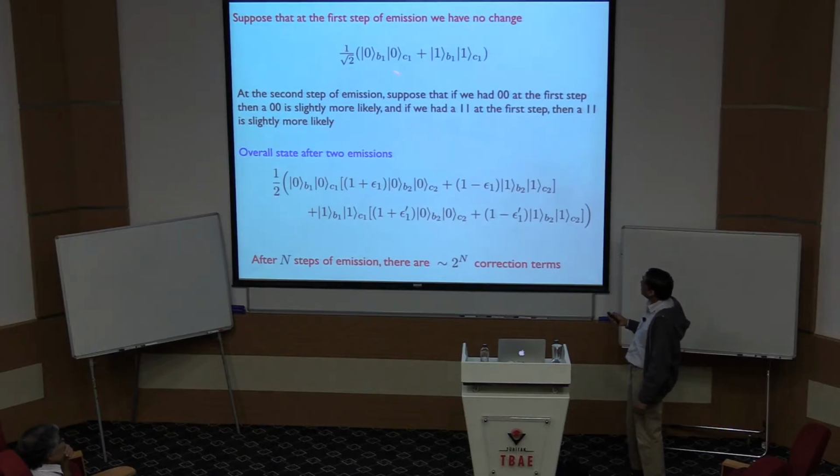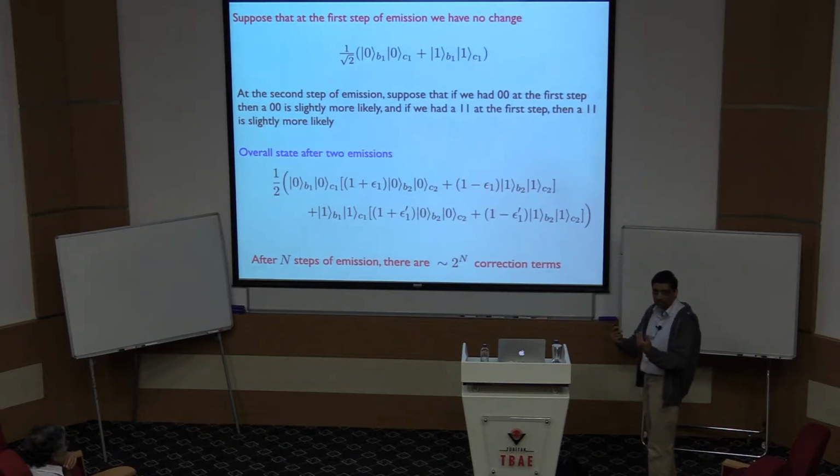Okay, so at the first step of emission, let's say we do the normal emission because no other particles are emitted. At the second step, maybe, depending on what we had at the first step, suppose at the first step we had 0, 0, at the second step we might have a little bit more of 0, 0, a little bit less of 1, 1. See, I'm trying to make little correlations between the pairs. If the first pair was 0, I'm making the second pair, the B2, C2, have a little bit more of 0, 0, a little bit less of 1, 1. And then if in the first step I had 1, 1, I can maybe put a different amount of 0, 0, different of 1, 1.